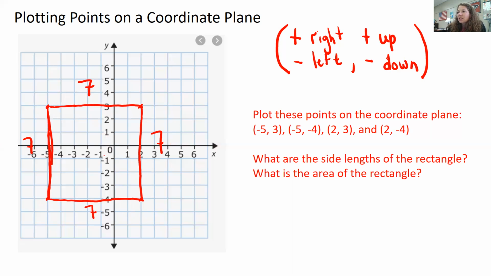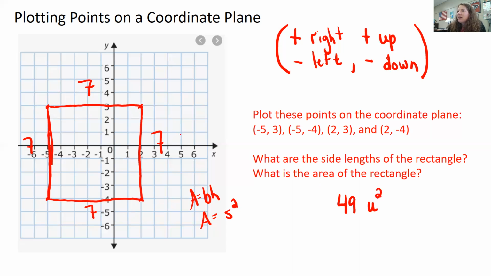So the next question is, what is the area of the rectangle? Well, you find the area of a rectangle by multiplying base times height. Or since it's a square, you can just get one side length and you square it. So 7 times 7, 7 squared. So this is 49 units squared.